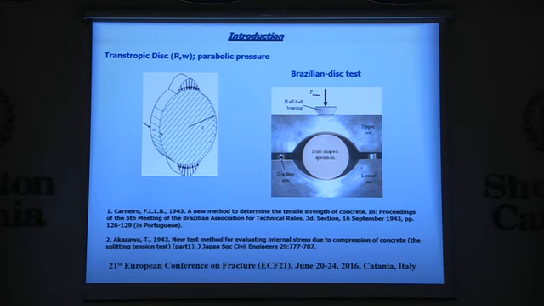According to this test, which was introduced some 70 years ago independently by Garnier and Carneiro, instead of implementing the tensile test, we compress the disk between these jaws, and we expect the maximum tensile stress to appear at the center of the disk, which in combination with a perpendicular radial pressure leads to the splitting of the disk into two parts. So we obtain the tensile strength of the material as a function of the externally applied load level. And this is exactly the problem we are going to solve here, the Brazilian test, when our disk is made of a transtropic material.